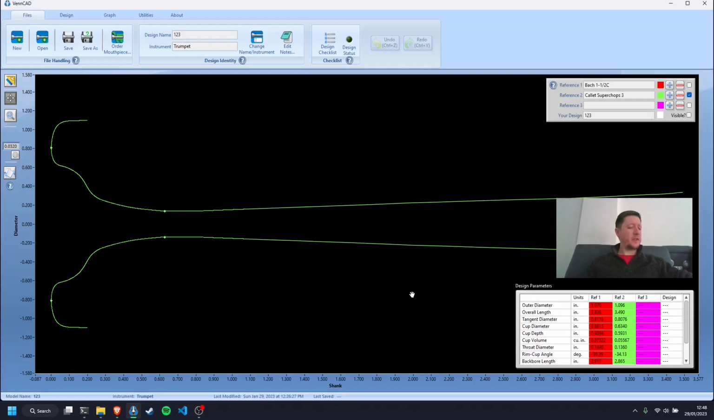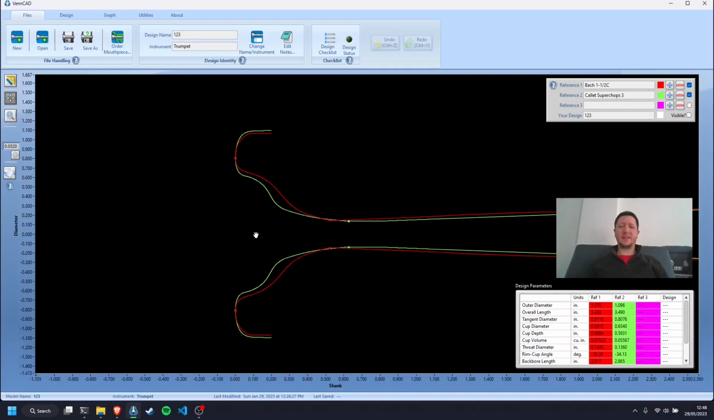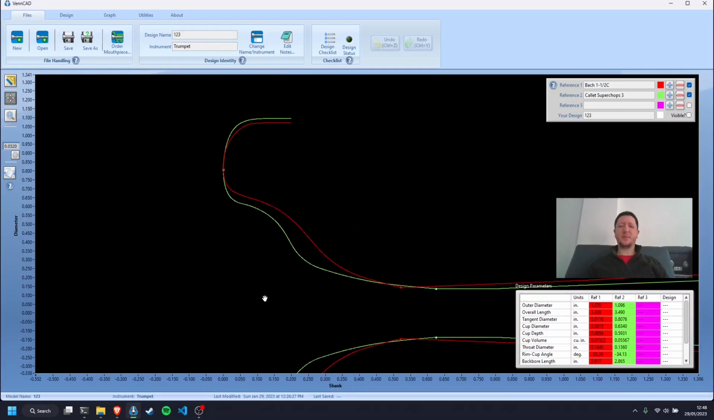Anyway, so I thought I'd start off by showing the Super Chops 3 mouthpiece, and then what I'm going to do is I'm also going to load up, I've got it already here, the Vincent Bach 1.5C mouthpiece, and the beauty of this is that we can overlay these two mouthpieces and see how they compare. And I think that this is particularly interesting because what you'll see here is that the rim of the Super Chops 3 mouthpiece is bigger than that of the Bach mouthpiece in both dimensions.